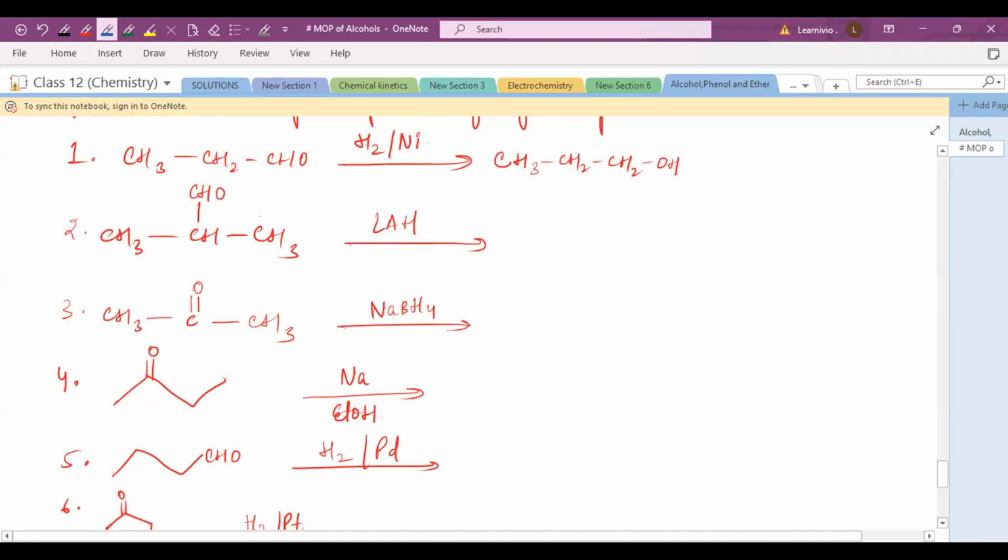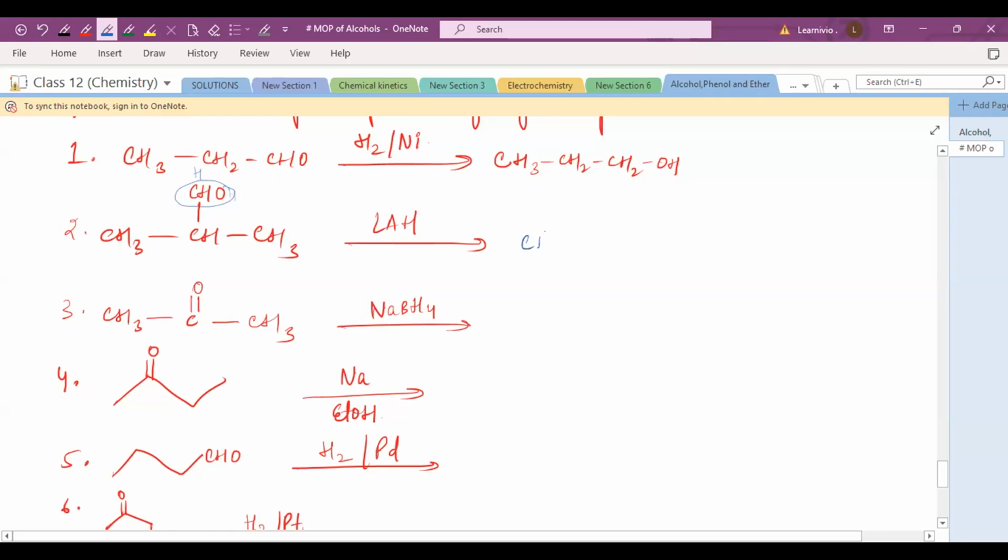See the second one. What you're supposed to do is CHO. The number of carbon should be same. But what happens is a hydrogen will come to the carbon and a hydrogen will come to this oxygen. Right? So you have to attach two hydrogen at a time. To this carbon, just attach one hydrogen, and to this oxygen, attach this hydrogen.